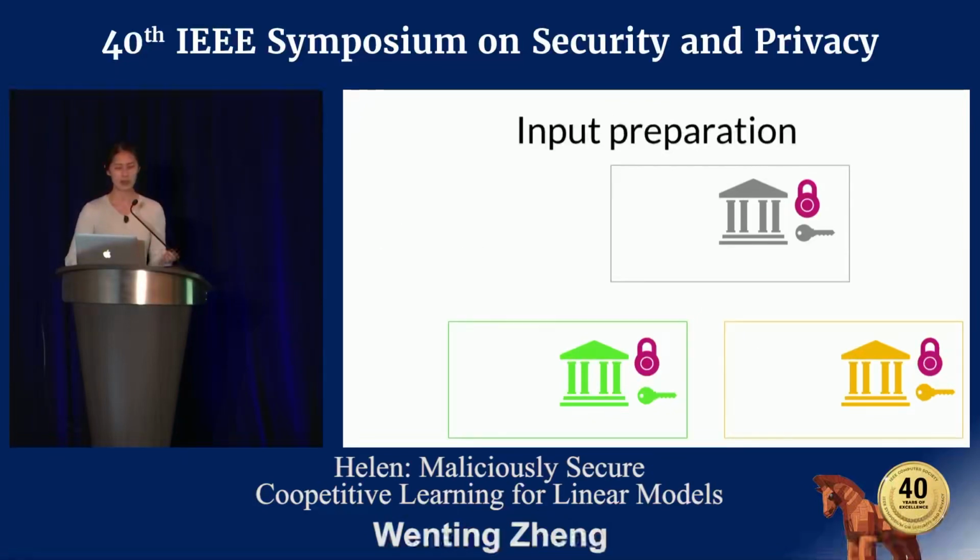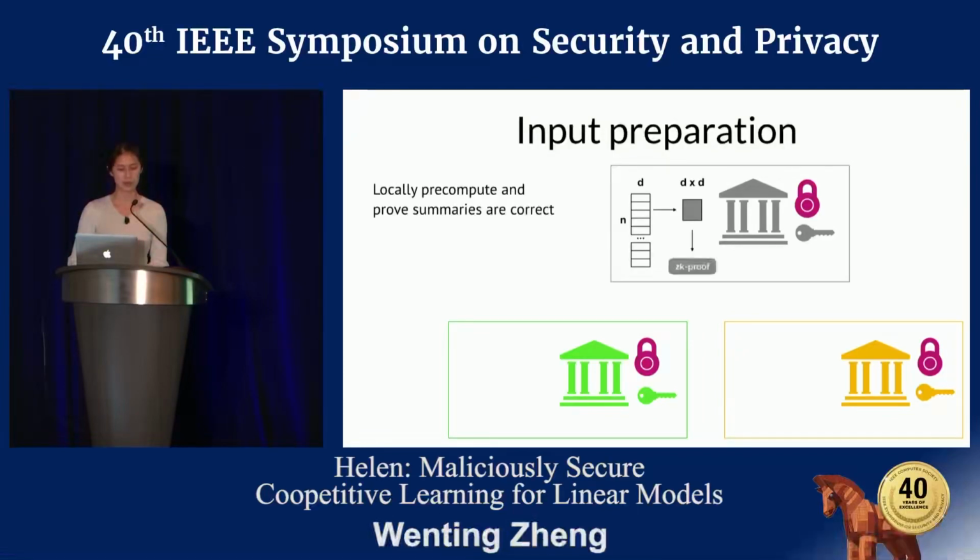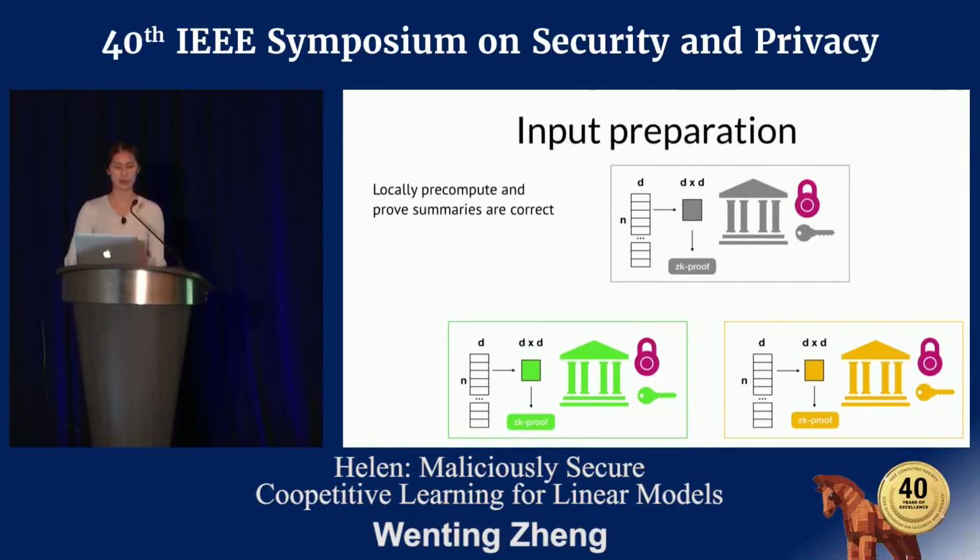So now it becomes the input preparation phase, which, as you remember, is where we have to create a summary at the beginning. And this is that step. During this step, the parties locally pre-compute and prove that these summaries are computed correctly, using our insights to, first of all, reduce the input training data into a much smaller summary, and then generate a proof that it's been done correctly. And each party does this separately in a decentralized way.